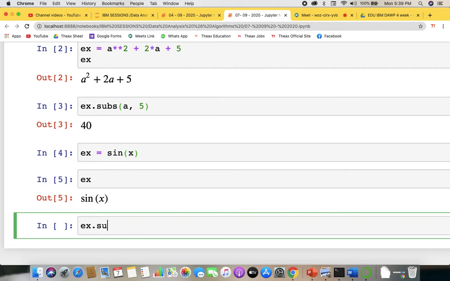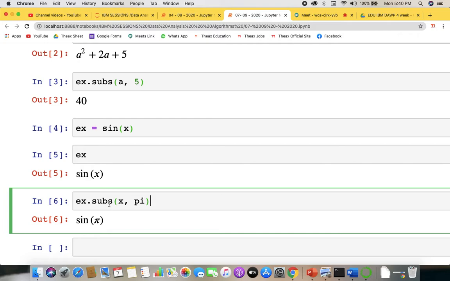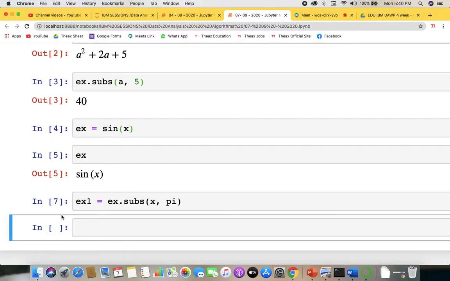So if I say substituting the values of x, what is the value of sine pi? Answer quickly. Sine pi value is? Sine pi by 2 is 1. No, I'm asking sine pi value. So 0. Yes, 0.